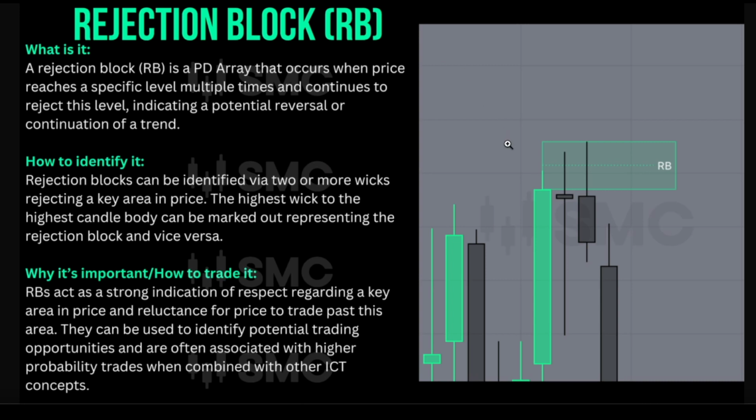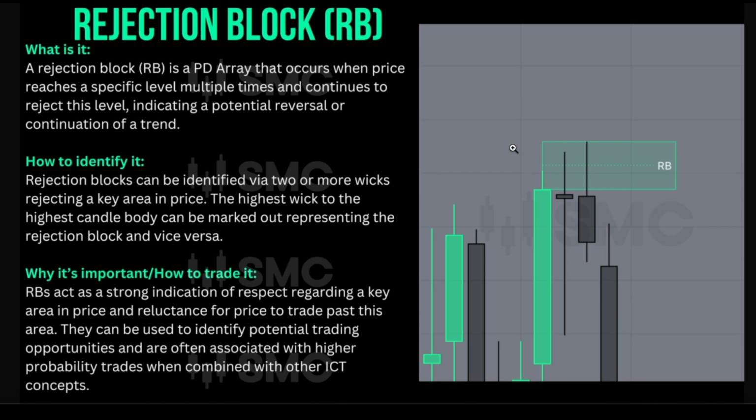So how do you identify a rejection block? Rejection blocks can be identified via 2 or more wicks rejecting a key area in price. So as you can see here, we have 3 wicks rejecting this area in price. Use the highest wick to the highest candle body, and that whole area represents the rejection block.